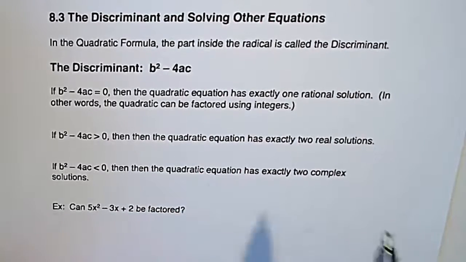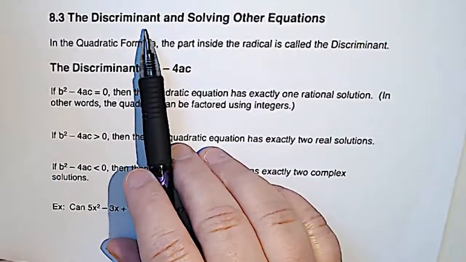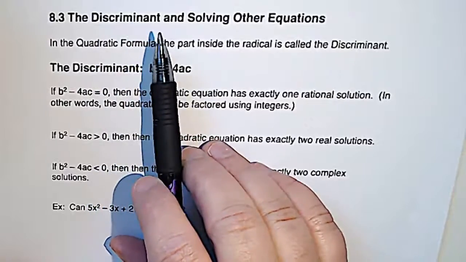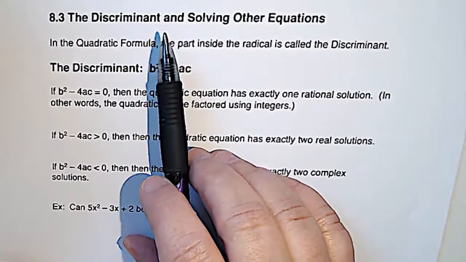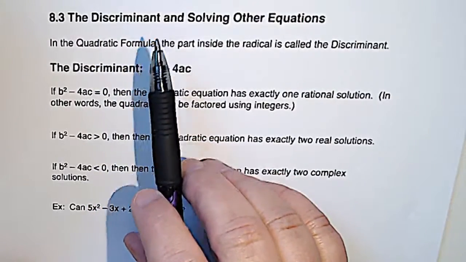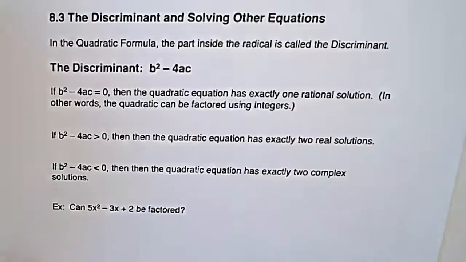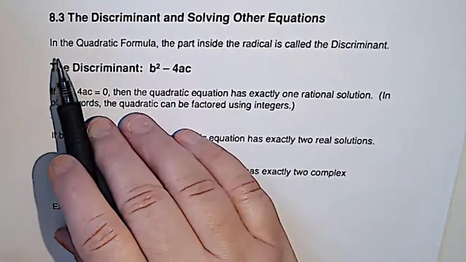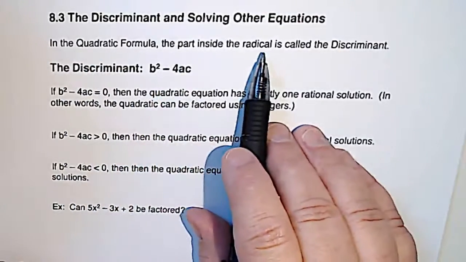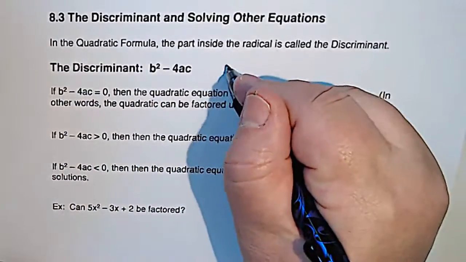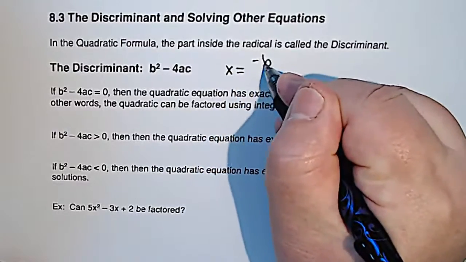So, this is titled The Discriminant, which already everyone's like, wait, discriminate? Close. They share the same root. The discriminant, and solving other equations, which is very vague. And then I say in the quadratic formula, the part inside the radical is called the discriminant. And I realize I didn't write it, so let me write the quadratic.